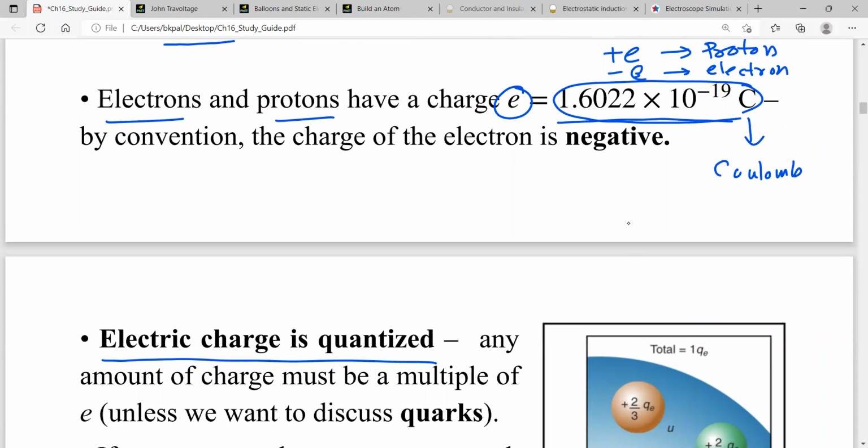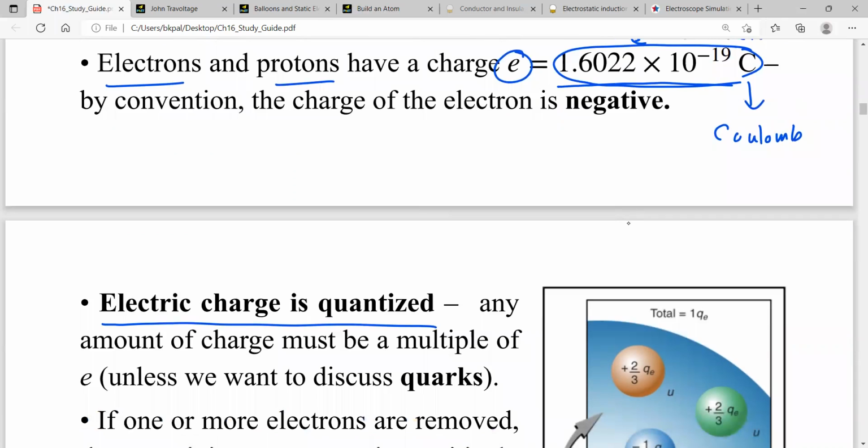If we call it E, then all other charges will be 1E, 2E, 3E, or plus minus. It could be plus or minus 100E, 1 billion E, and so on. That means the electric charge is quantized.